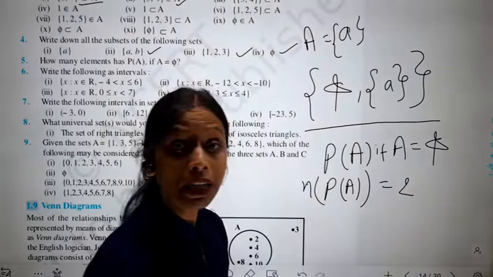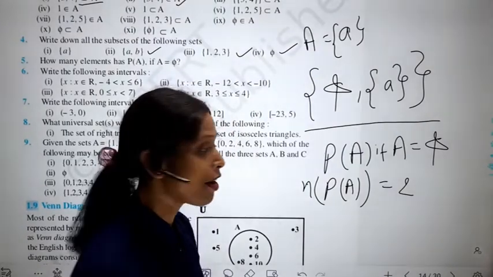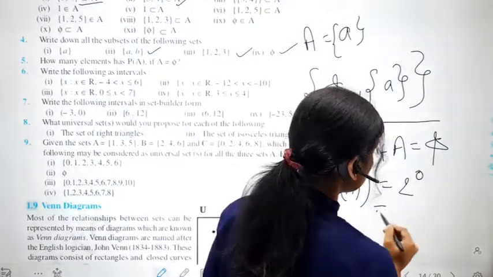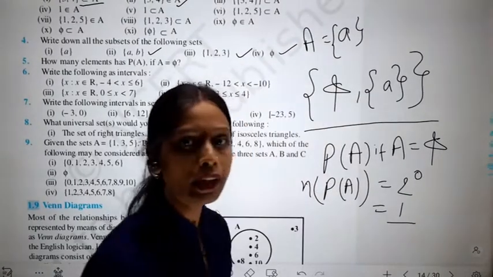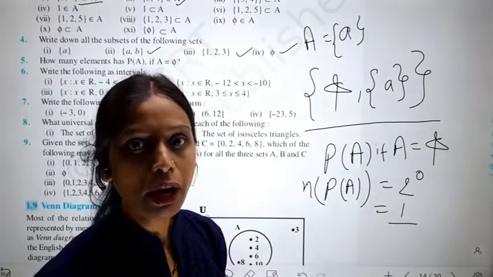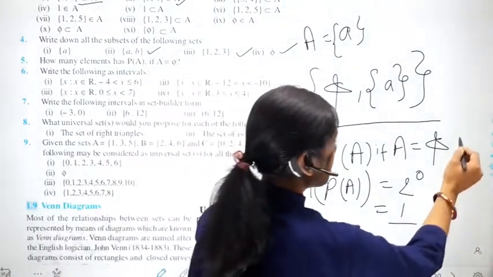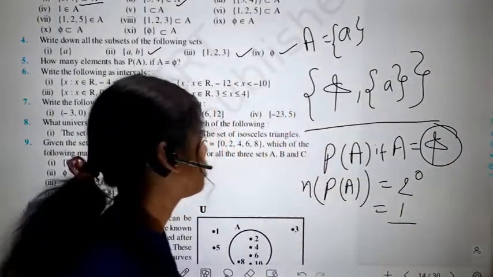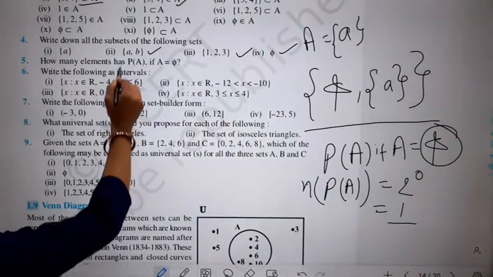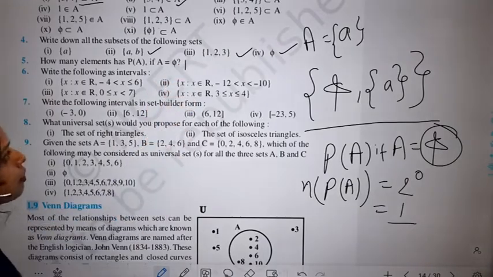How many elements in an empty set out of 5? 0 elements. That's why this one is 1. And you know that every set is a subset of itself. That's why this is having 1 element. That's why the answer will be 1.